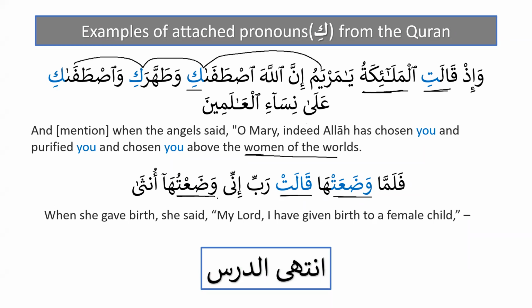You have learned ذهبت, that means I went. Similarly, وضعت, I gave birth or I put. Basically, وضع يضع, as we always learn, means to put. But it also means to give birth, because in Arabic one word can be used in different meanings. So here it is, I gave birth. When she gave birth, she said, my Lord, I have given birth to a female child. Here we have wada'at, here we have qalat, and here we have ki. These are some examples of the attached pronoun ki, and also for the singular feminine that we have from the Quran.